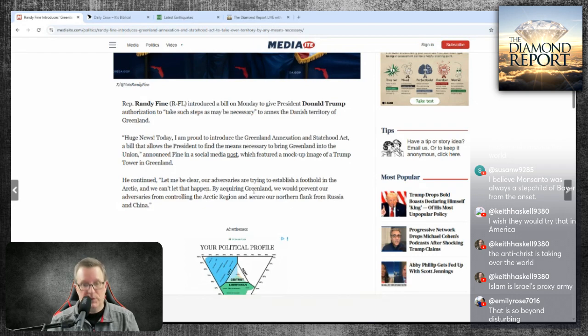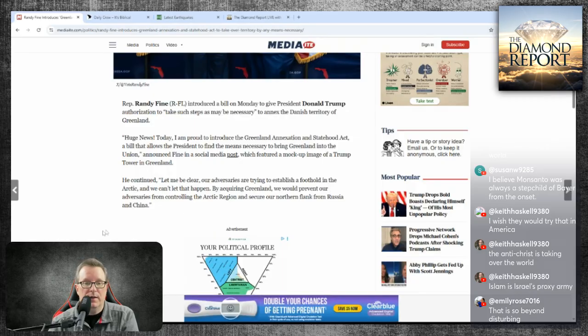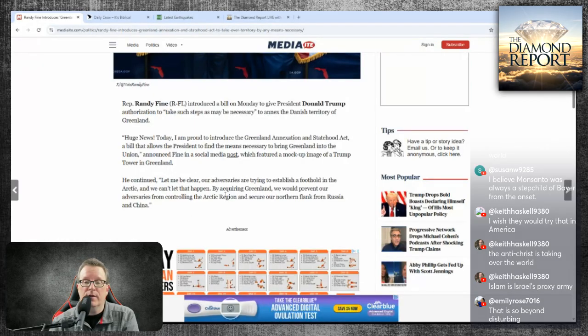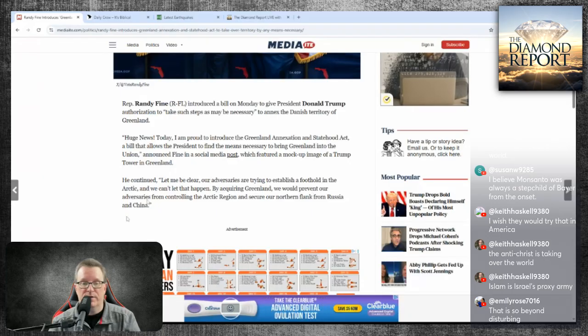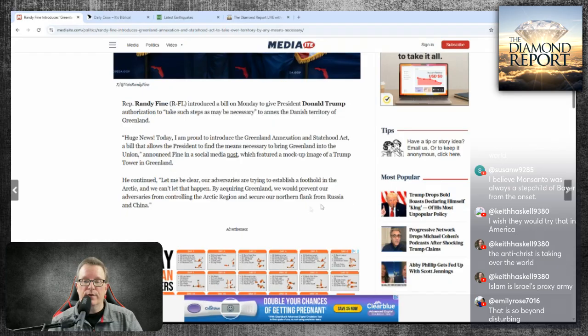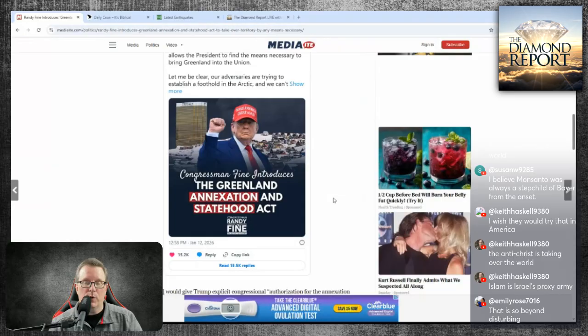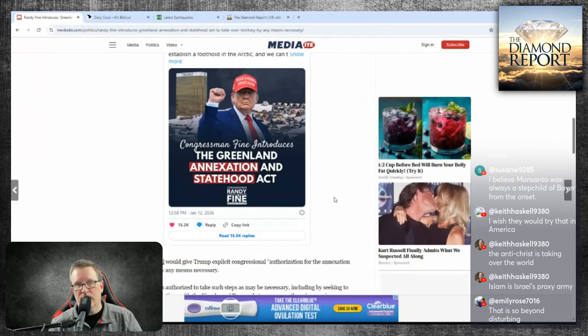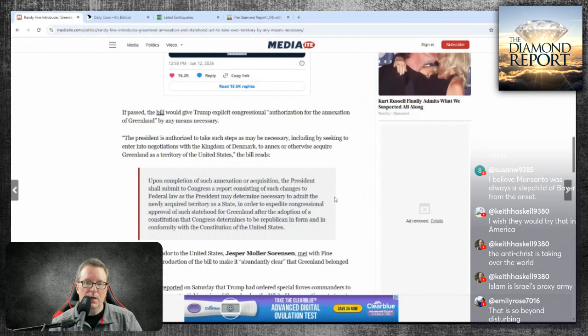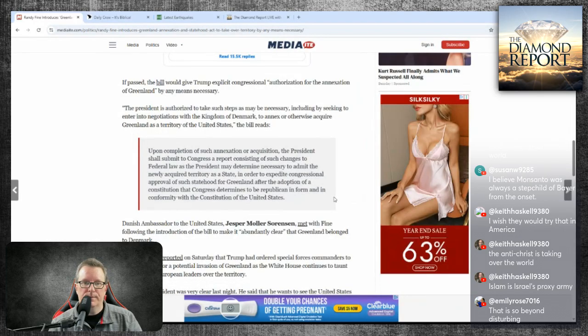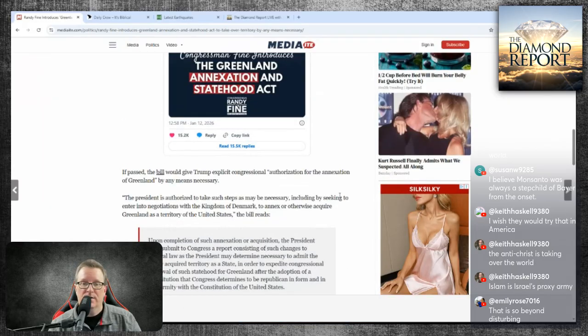He continued, let me be clear, our adversaries are trying to establish a foothold in the Arctic, and we can't let that happen. By acquiring Greenland, we would prevent our adversaries from controlling the Arctic region and secure our northern flank from Russia and China, which, again, we looked at last week as far as the polar maps versus the Mercator maps. So they're not wrong about that, but it says if passed, the bill would give Trump explicit congressional authorization for the annexation of Greenland by any means necessary. So there you go.